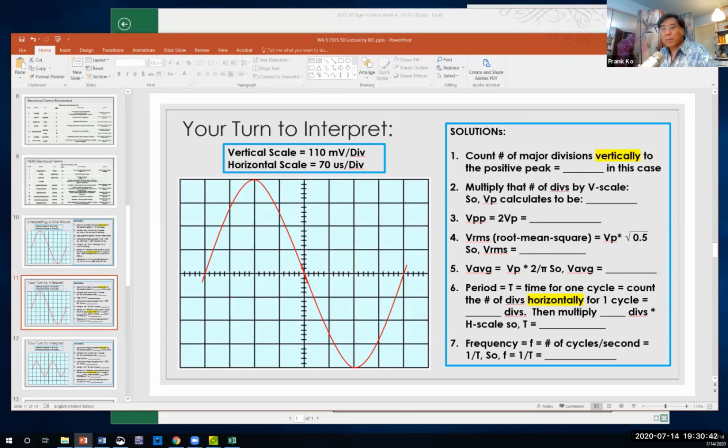Tony Ha, unmute your microphone and walk us through number 4. Okay, so you use the VP times the square root of 0.05. So your answer is 77.78.